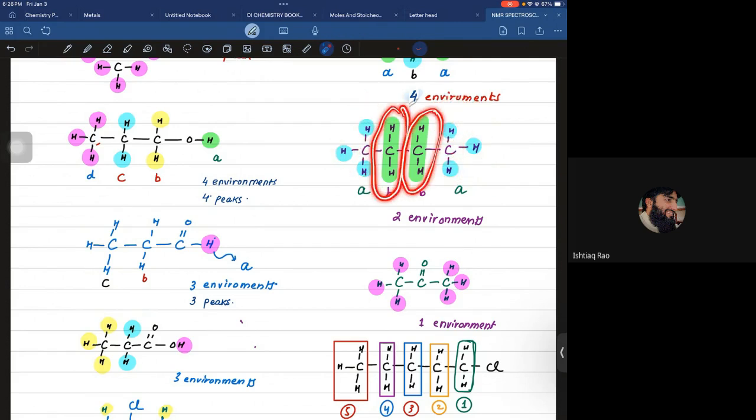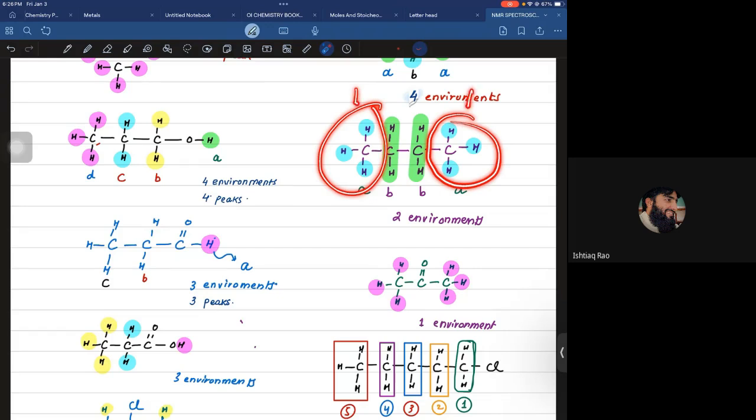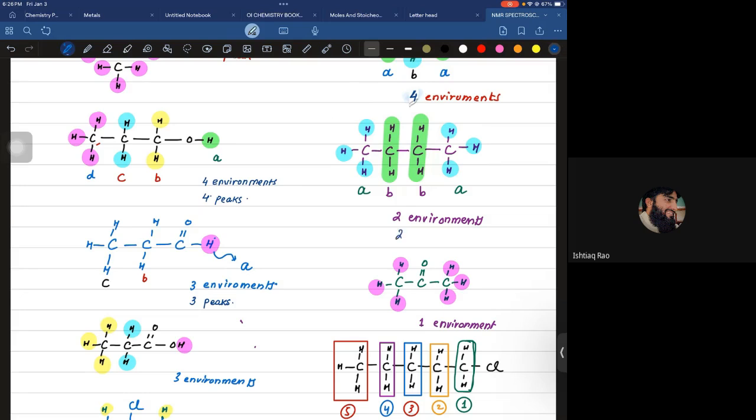I'm again saying that if you are going to look at the environment, you are supposed to look at the neighbor. Remember, neighbor is very important. So the 6 hydrogens are going to give you one peak, and these four hydrogens are the same, it would be giving you another peak. So two environments means two peaks.